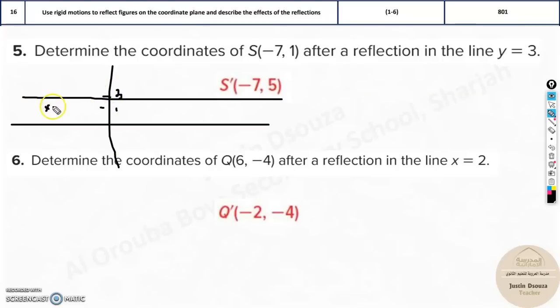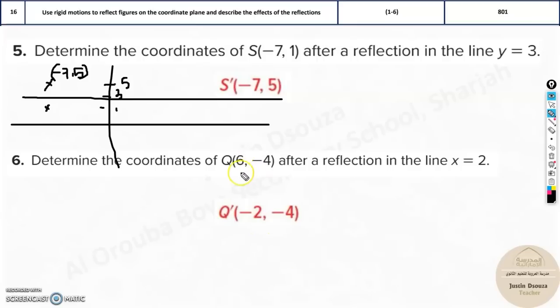What is going to happen when you're reflecting along this line? The x value will stay over here, it'll be somewhere over here. So how much is the unit difference? 1, 2, so it'll be 2 units up, that'll be 5, so it'll be -7 comma 5. That's it. So that is the answer.